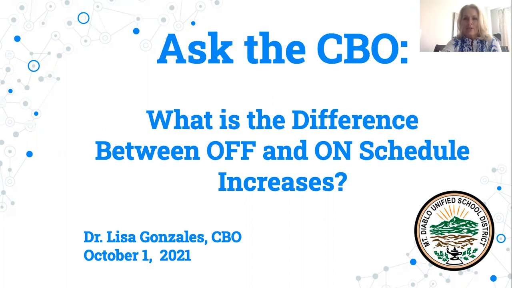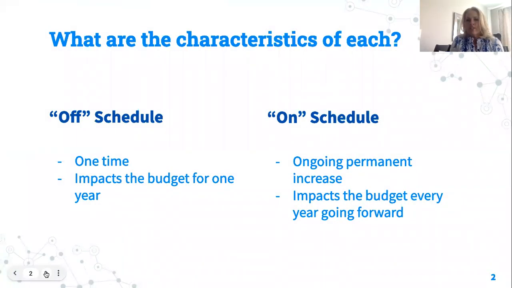In this week's episode of Ask the CBO, I am going to talk a little bit about the difference between off and on schedule increases. So let me just briefly explain a little bit about each. Off schedule means it's one time. It means you pay at one time and it doesn't continue to come up as an ongoing expense.